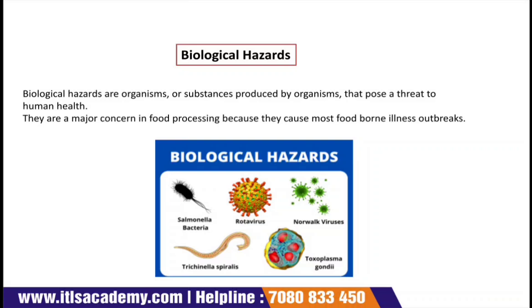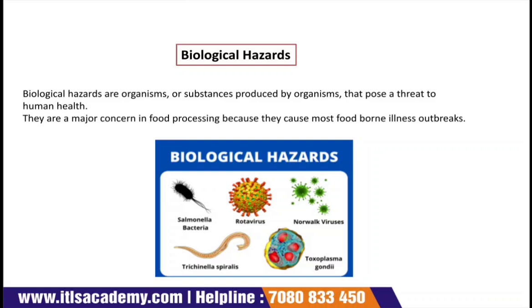They are a major concern in food processing because they can cause foodborne illness outbreaks. Whenever these hazards occur in any kind of food, that food becomes deteriorated, and if a person consumes that particular food, it leads to a foodborne illness, and this illness sometimes leads to the death of a person. So, hazards are very dangerous for human health. They have a very threatening effect on human health, or in simple language, these hazards have a negative impact on human health.